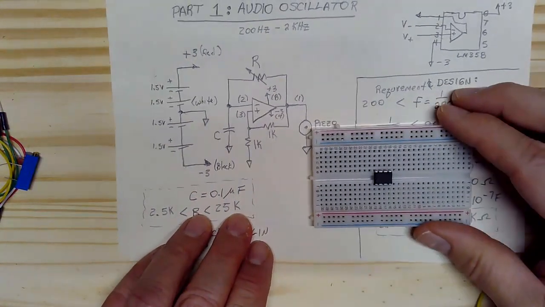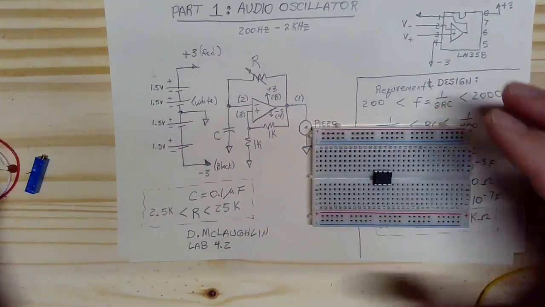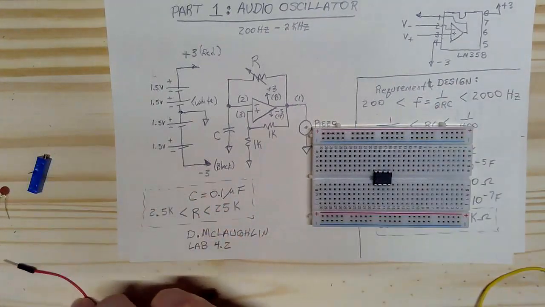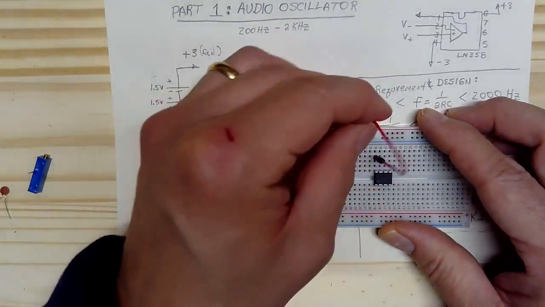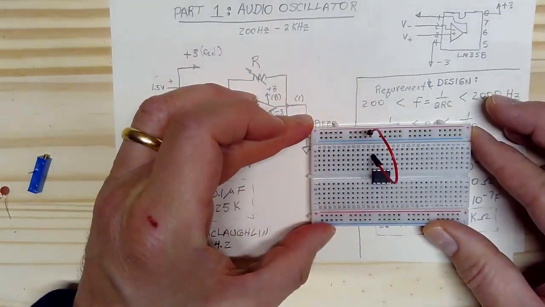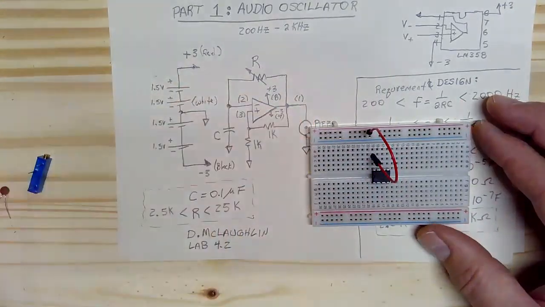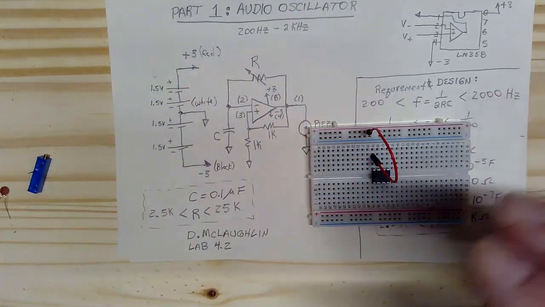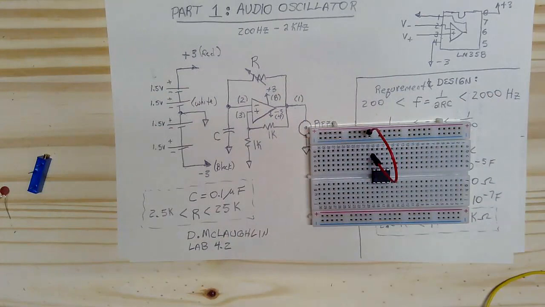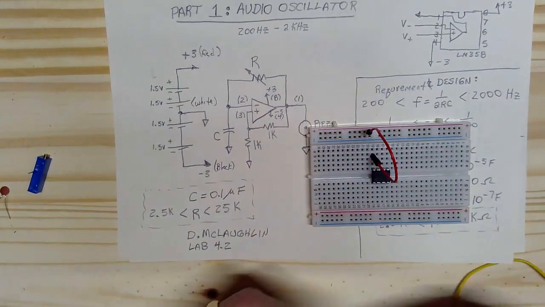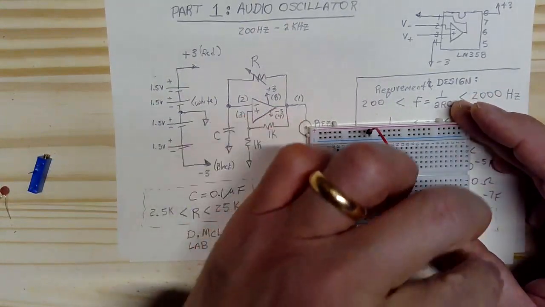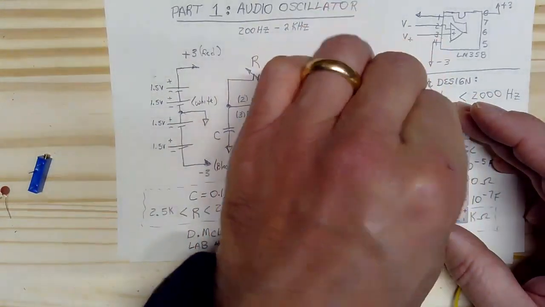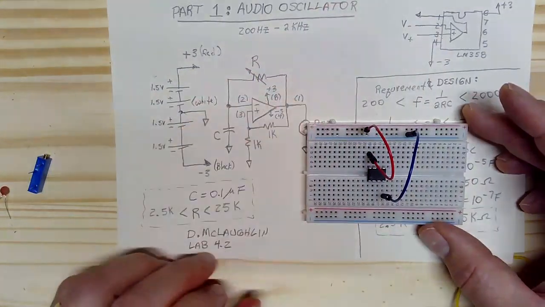And I'm going to start out just by powering up the op-amp circuit. The op-amp circuit requires 3 volts into that positive rail. That's pin 8 to the positive rail. And then we need our -3 volts, which is pin 4, and that's going to go to that negative rail. Okay, so that powers that up.